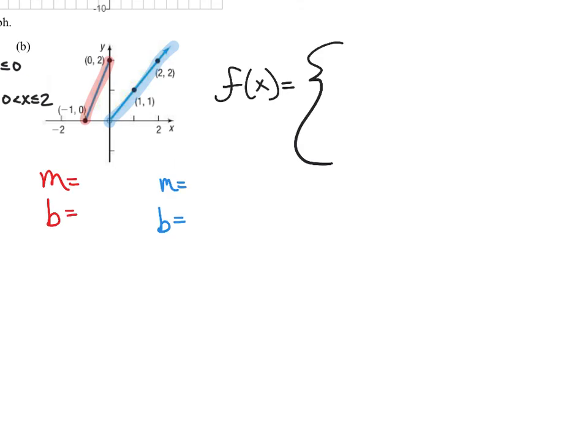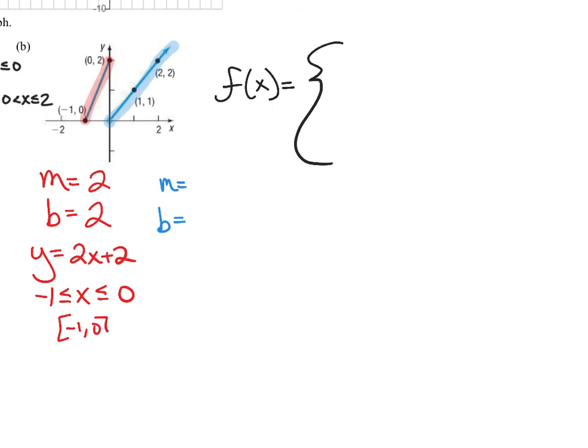All right, if we start doing this one, again, we look at slopes and y-intercepts. The slope of the red segment of this piecewise function goes up 2 and over 1, so its slope is 2, and it crosses that y-axis at 2. So my equation here would be y equals 2x plus 2, and this occurs between the x-coordinates of -1 and 0. In interval notation, that would look like this, but we want inequality notation.